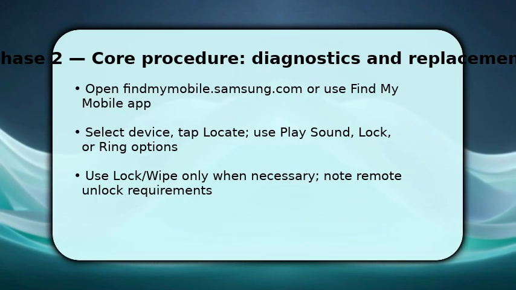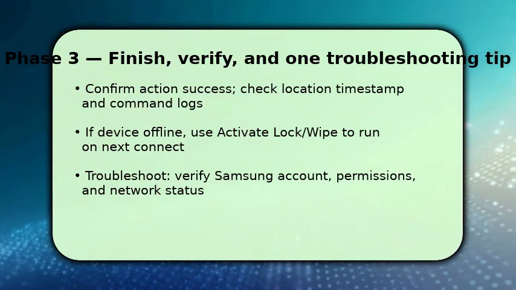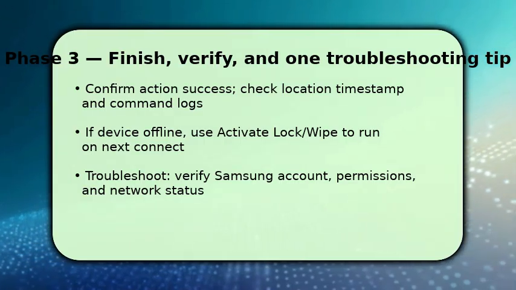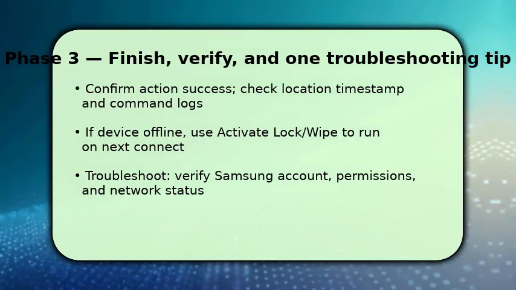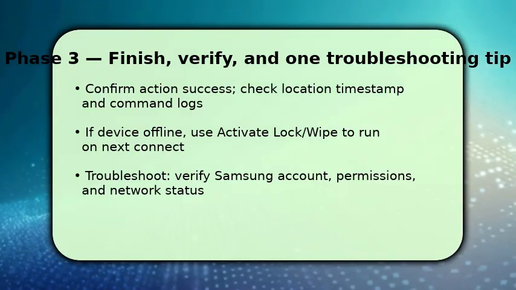To finish, confirm each remote action completed by checking timestamps and logs in Find My Mobile. This tells you whether Locate, Lock, or Wipe executed. If the device is offline, activate Lock or Wipe. Those commands are queued and execute once the phone reconnects.